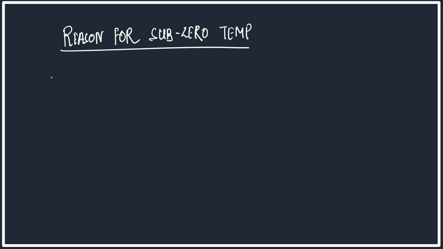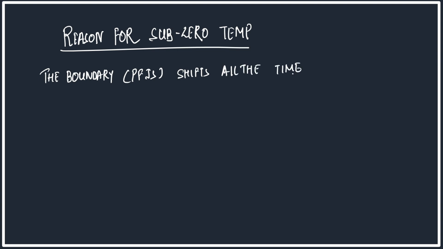So, reason for sub-zero temperature. Give us a heading. Write the boundary, bracket polar front jet streams, shifts all the time. See, it is more of a process, so don't write in bullet points. Write in a paragraph because it is a process. You have to explain it.